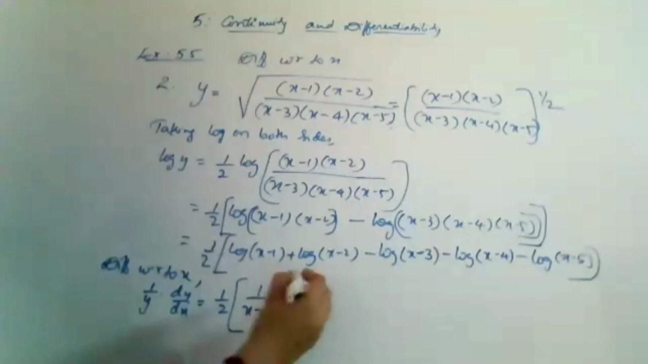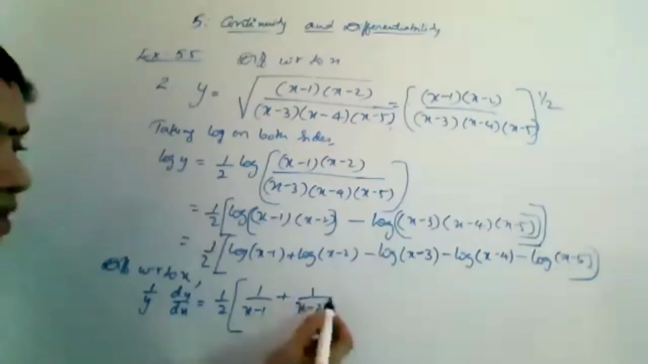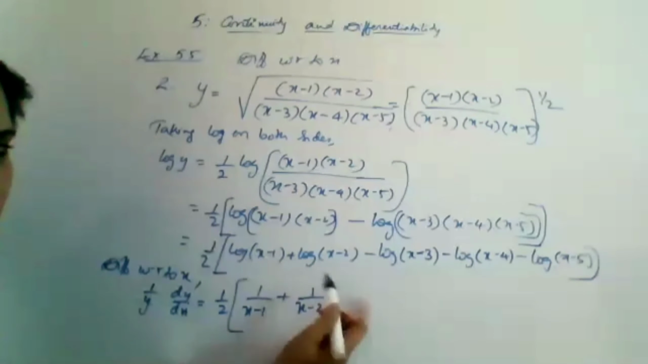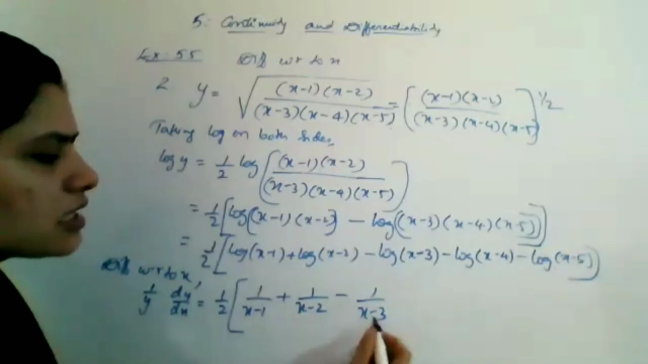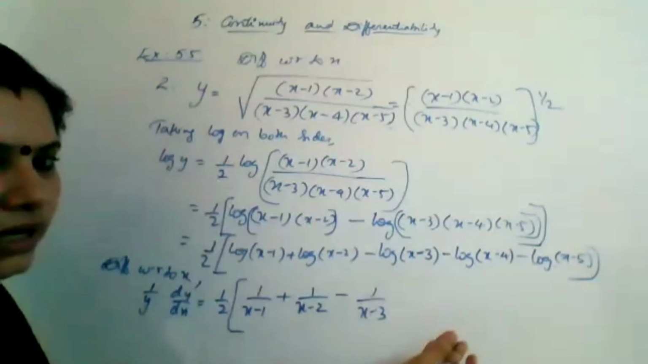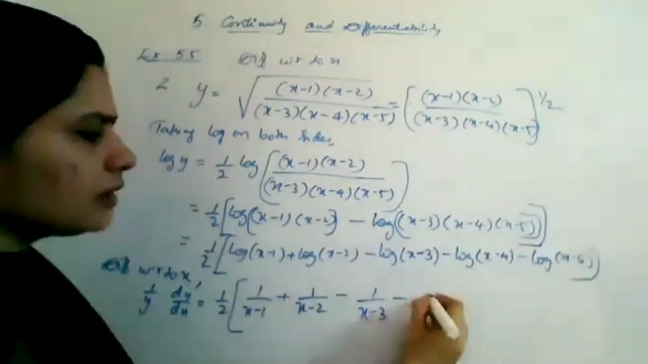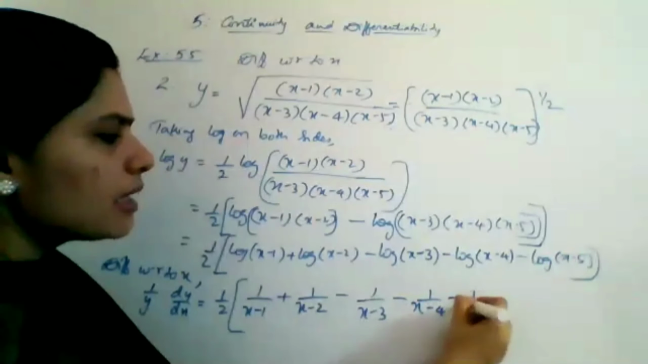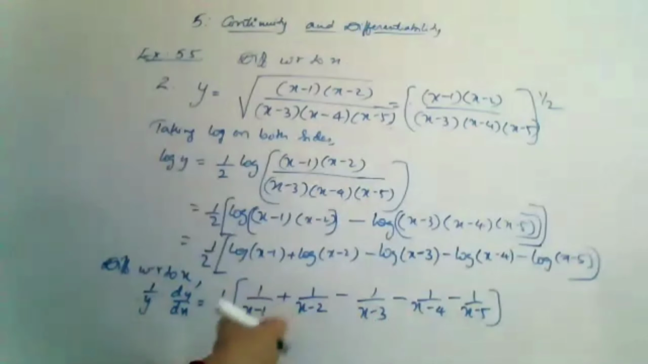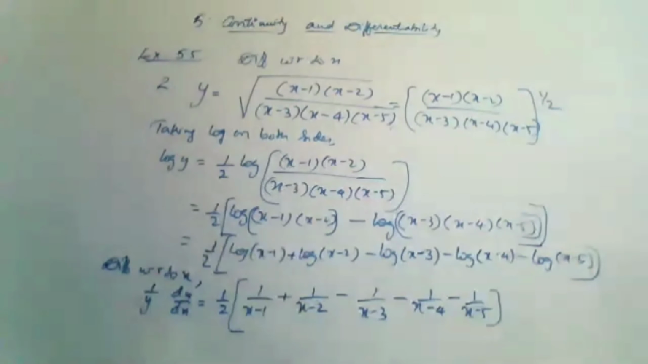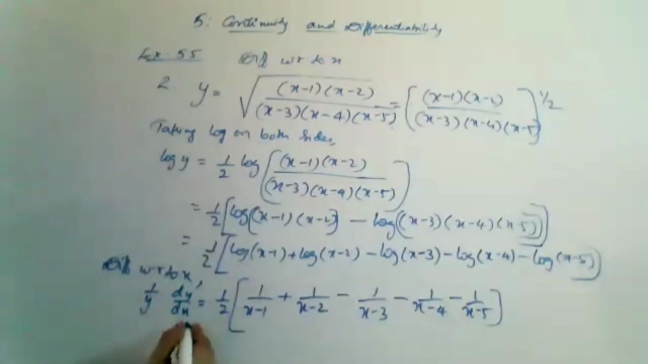Again, log of x minus 2 will give you 1 by x minus 2 into derivative of x minus 2. Derivative of x minus 2 is again 1, minus 1 by x minus 3. Since the power of x is 1, you will get only 1 with respect to x when you do this term. Minus 1 by x minus 4 minus 1 by x minus 5. Don't go for the simplification and all, because just you do this, take the y to the other side and substitute the value.